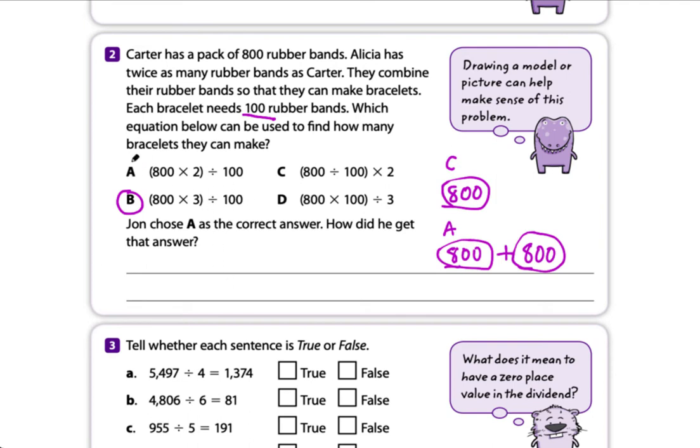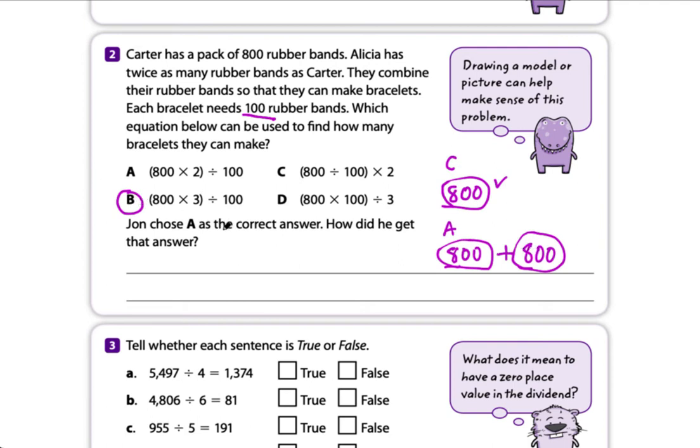A lot of people I saw last week pick A, 800 times 2. Well, 800 times 2 would just be Alicia. That would not even be adding Carter's if they combine them back together. So this is Carter, and then Alicia has double of what Carter has. So she has 1,600. Plus 800, that would be 3 groups of 800, which would be 2,400, 2,400 total rubber bands, excuse me. So the correct answer is B.